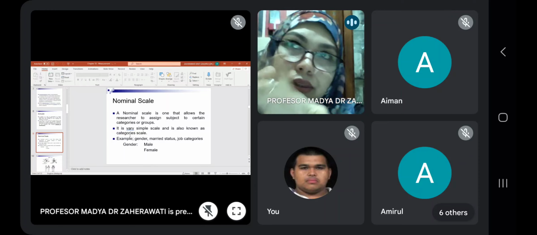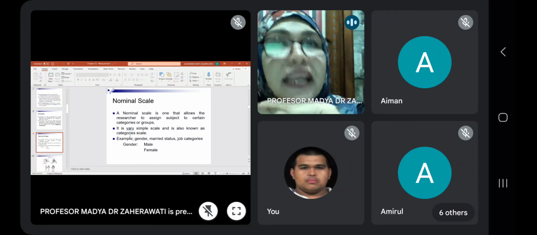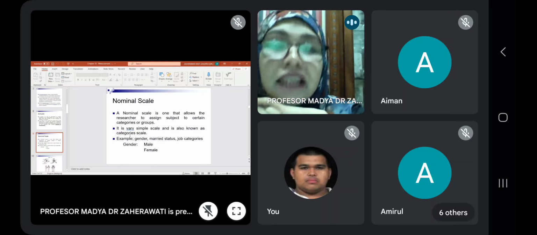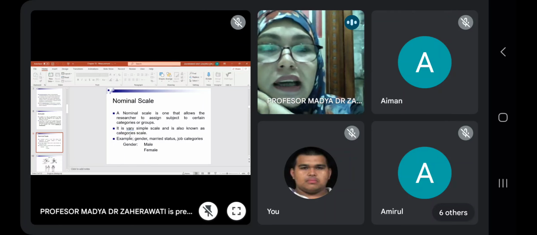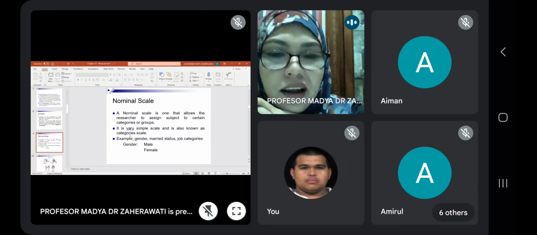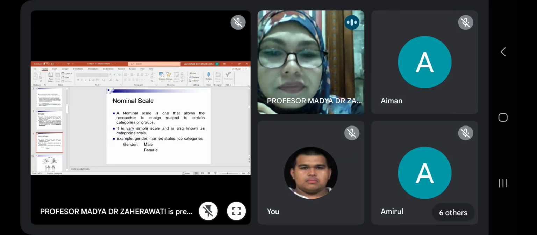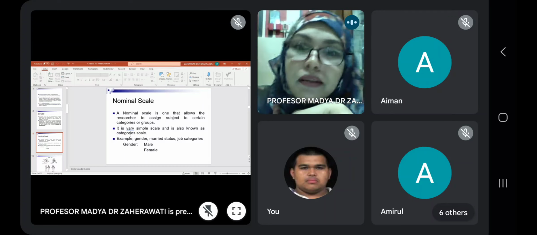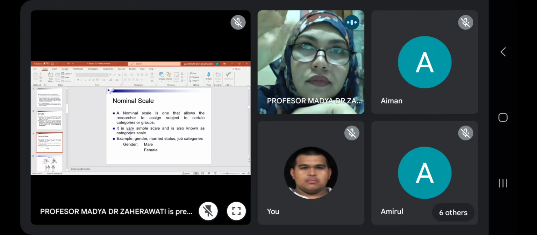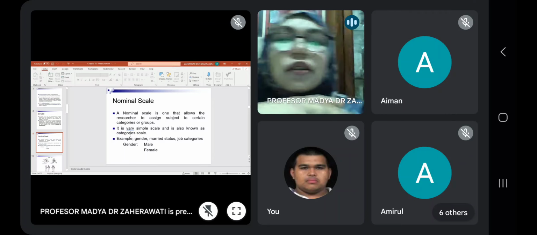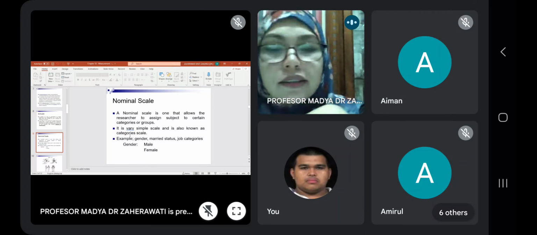Nominal scale was the first one. Nominal is usually in the Part A of the questionnaire, where maybe all of you have experience filling in the demographic profile. They use the nominal: you tick the box. Female, male, race, gender, marital status. That was nominal scale.